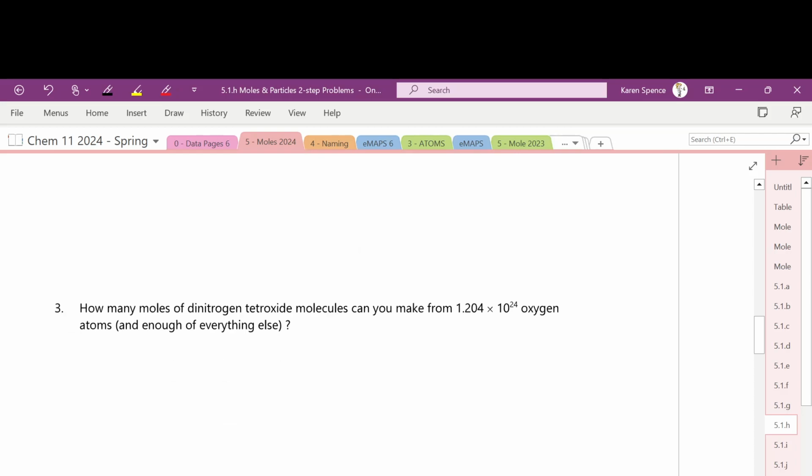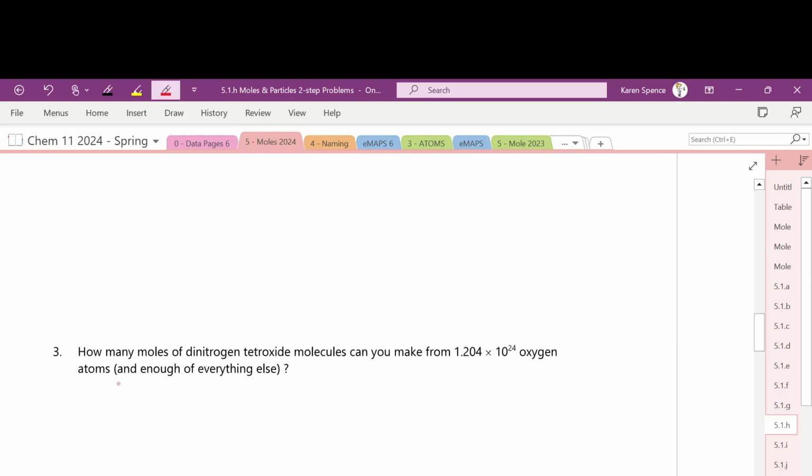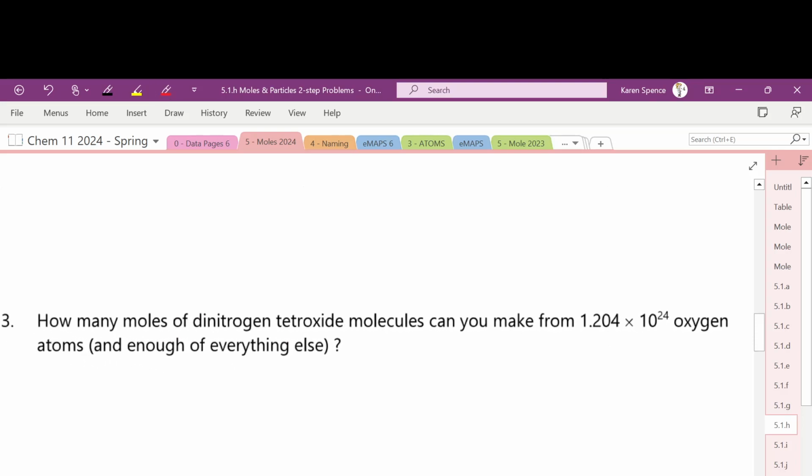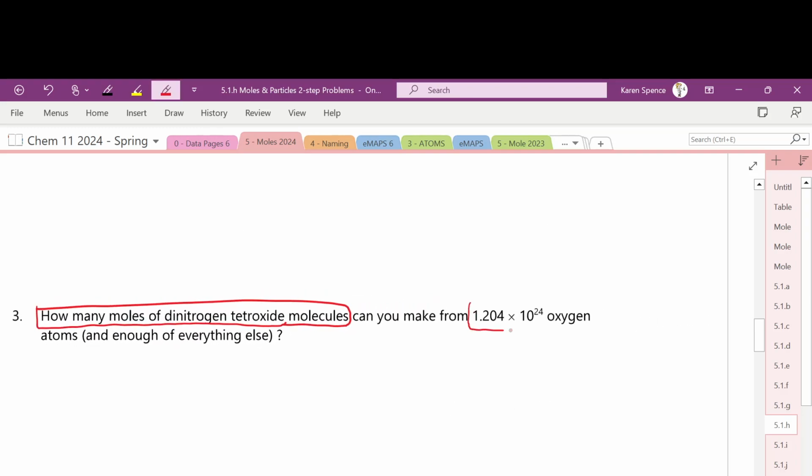Okay, let's actually, oh, here we go. This is a good one. This is number 3. We're going to do it together. How many moles of dinitrogen tetroxide molecules can you make from 1.204 times 10 to the 24 oxygen atoms? And I just put enough of everything else so you know you've got lots of the other stuff.